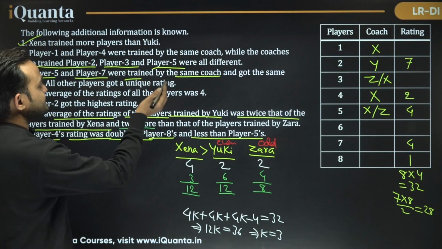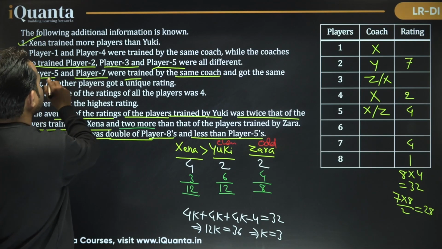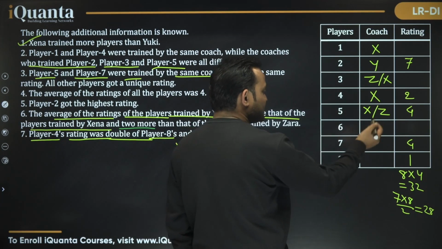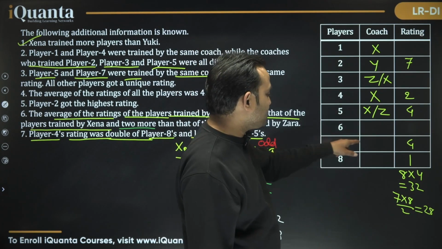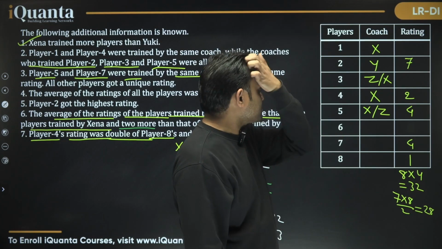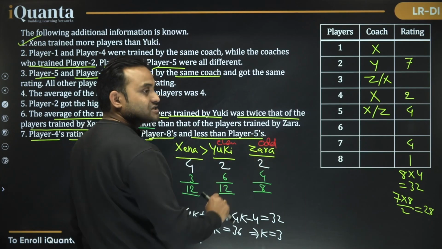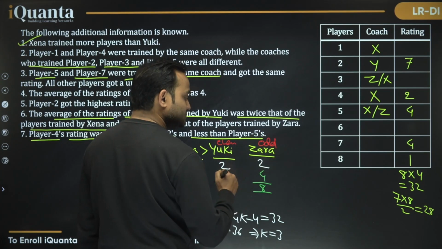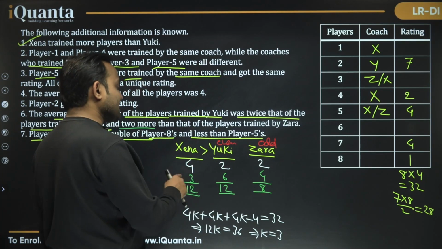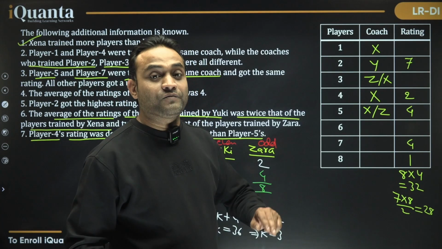Now, it says that player 5 and player 7 were trained by the same coach. So, player 5 and player 7, now think about this. If this person is 7, what will happen in that case? Player 7 is coached by X. Now, we know that if we have two players coached by Zara, both of them are odd, two players coached by Yuki, both of them are even, then Zina must have coached 4 players, 2 of them odd numbered, 2 of them even numbered.